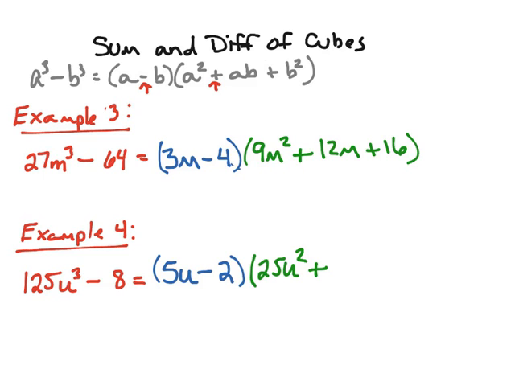To get the middle term, we're taking a and b and multiplying it together. A is the 5u, b is the 2. So if I multiply those two together, I end up with a 10u. And finally, to get that last term in the trinomial, you're taking b, which is 2, and squaring it. So 2 squared is going to give us a 4. Therefore, these are the two factors, 5u minus 2 and 25u squared plus 10u plus 4. Again, this is called the sum and difference of cubes.